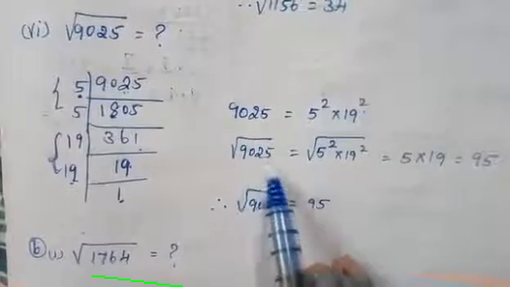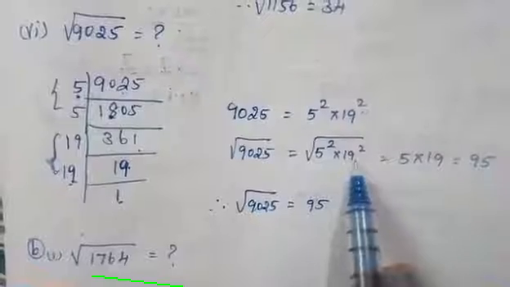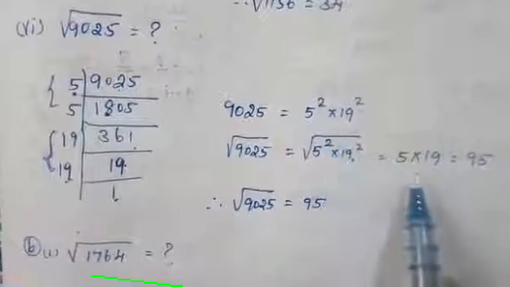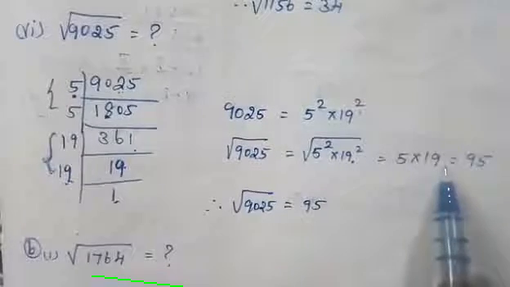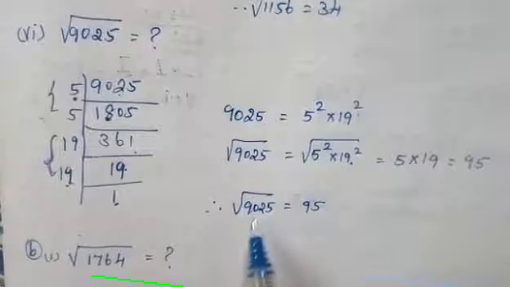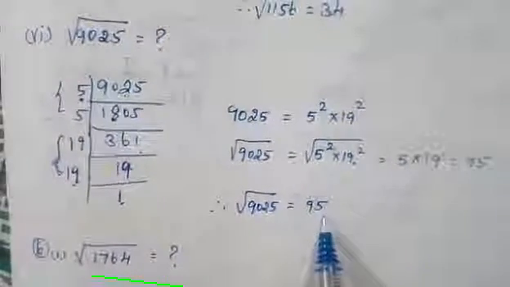Square root of 9025 is equal to square root of 5 square into 19 square. Square and square root cancel, square and square root cancel. So that is equal to 5 into 19. That is equal to 95. So therefore square root of 9025 is equal to 95.